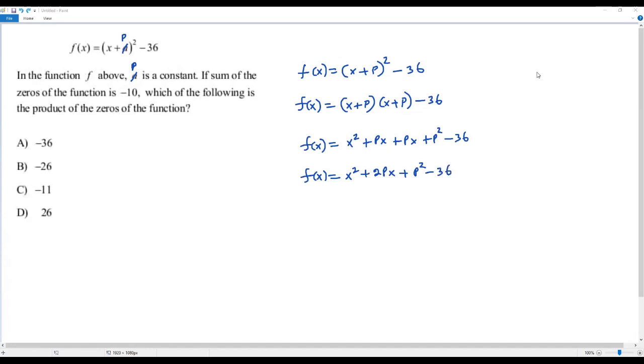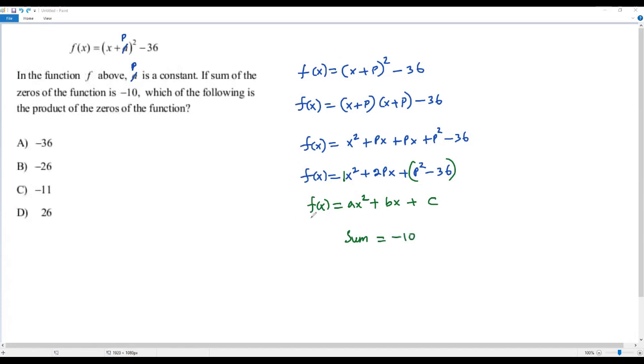Okay, here I got the quadratic function in standard form, f of x equals ax² + bx + c. Here a is the coefficient of x². In our quadratic function, the coefficient of x² is 1, that is a equals 1. And b is the coefficient of x, which is 2p, that is b equals 2p. And c is the constant term, that is p² − 36. And we have the sum of the two zeros of the given quadratic function in the question, that is −10. Let me write that the sum of the zeros equals −10.